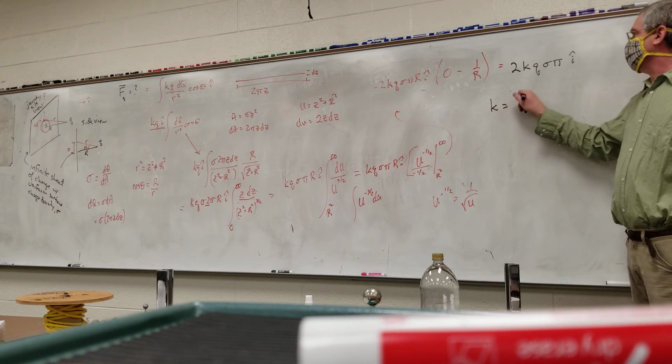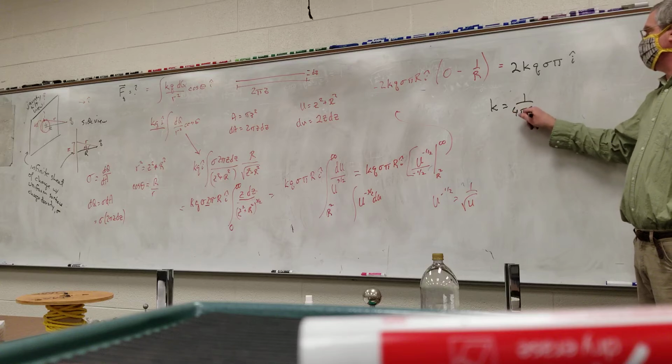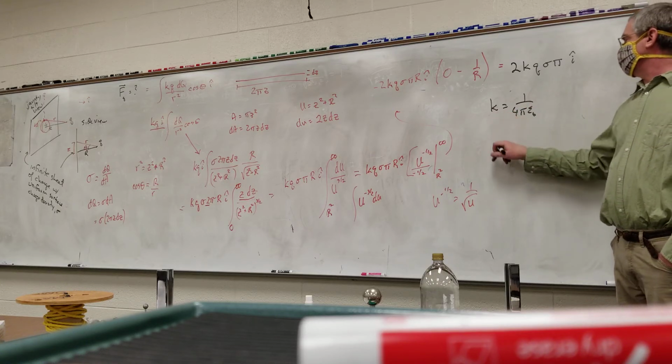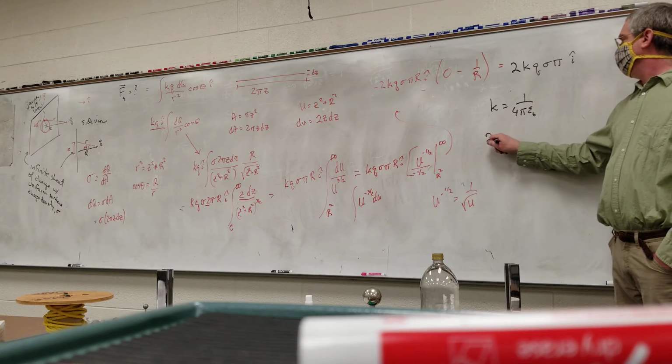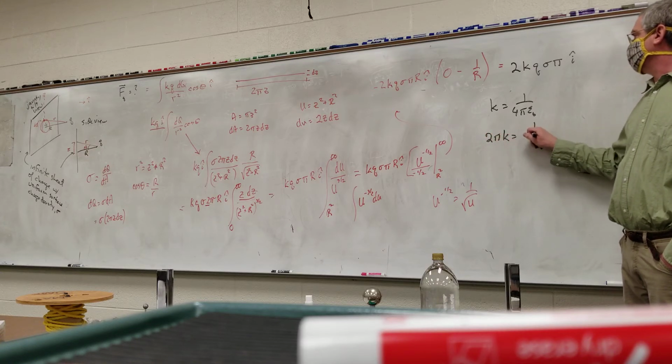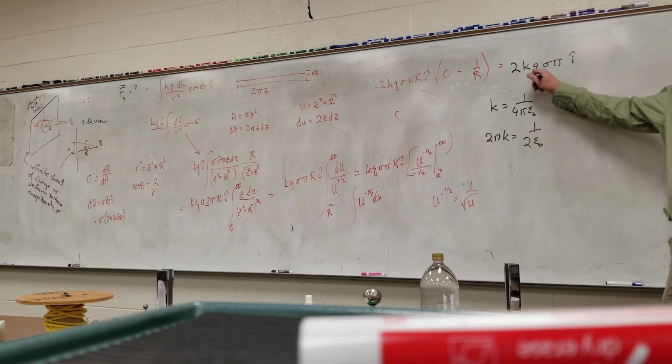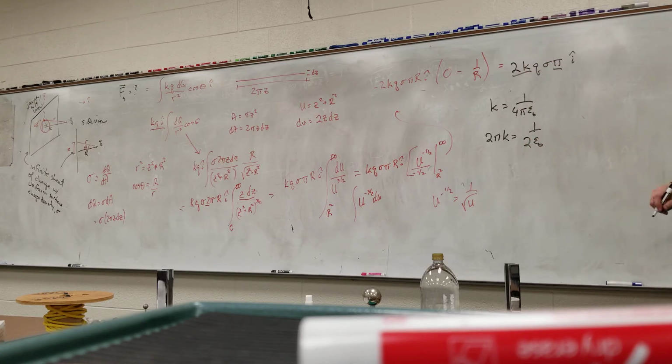Remember that k is equal to 1 over 4 pi epsilon sub naught. Get it in the more traditional form. So if we multiply both sides by 2 pi, we get 2 pi k is equal to 1 over 2 epsilon sub naught, because I got a 2 pi k right there. So this becomes q times sigma over 2 epsilon sub naught I hat.